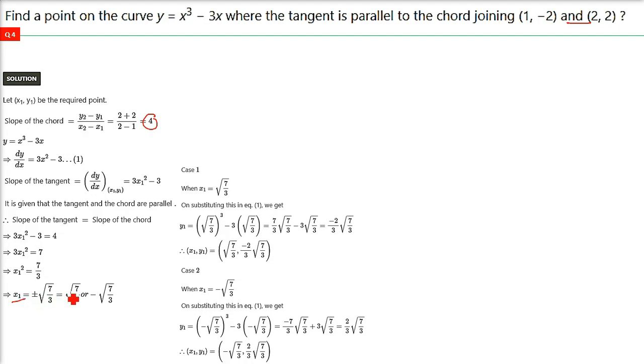So these are the x values which I just told you. Case 1 plus, case 2 negative, and corresponding to these cases we get the corresponding y values, and those are the coordinates of the points x and y.